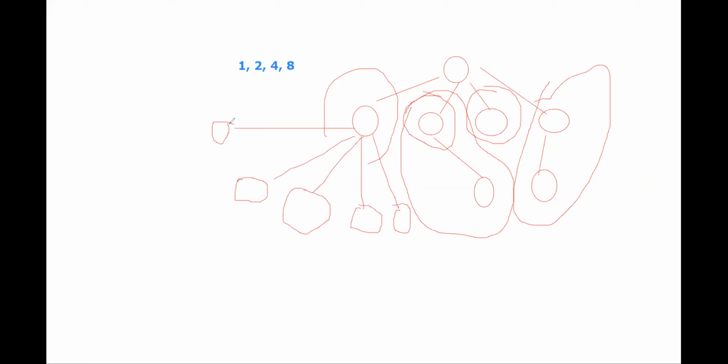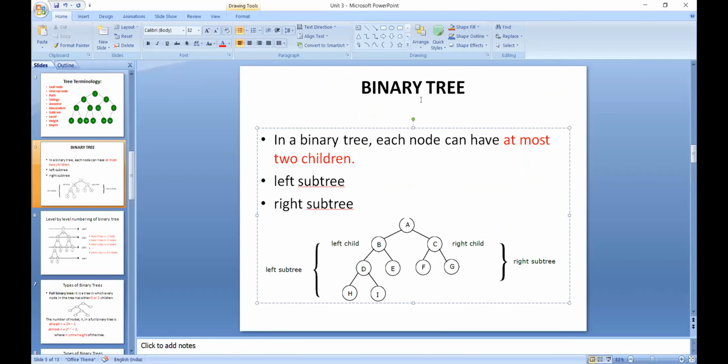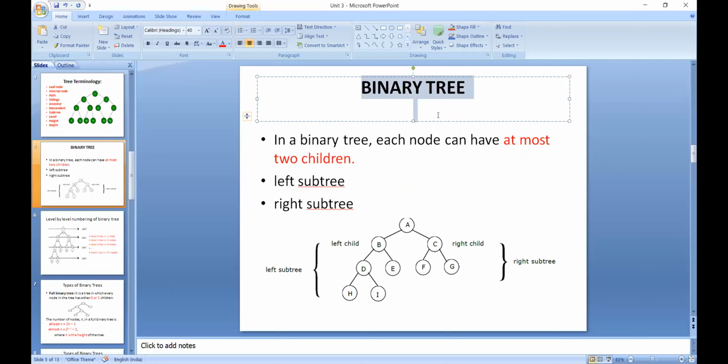So this root node has 1, 2, 3, 4 children. Again, when you speak specifically about binary tree, the binary tree is one of the types of tree. Like that, we have a binary search tree, AVL tree. There are several types of tree that we will see later. One of the types of tree is the binary tree.